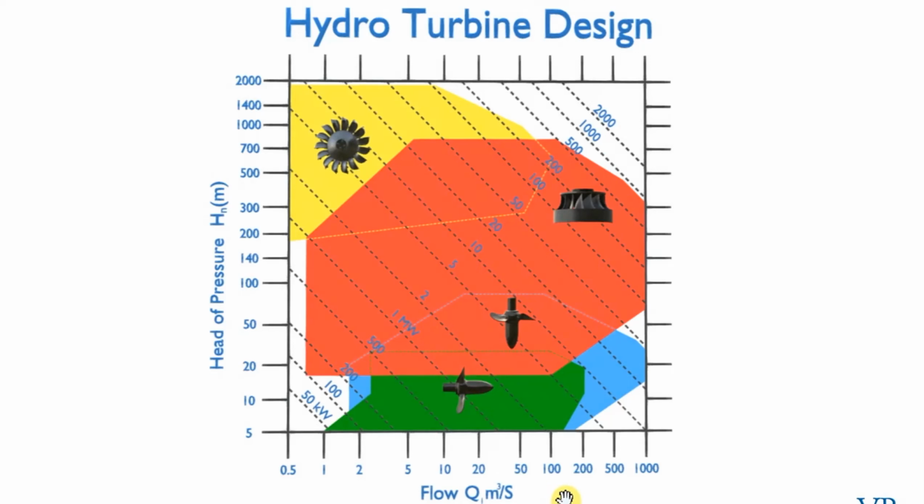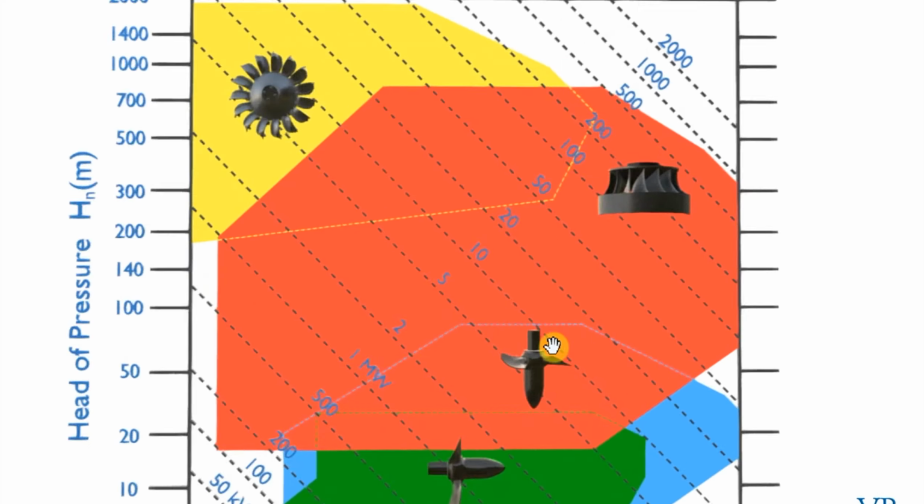Flow. The head is measured in meters. You can think of that as being the difference in elevation from the headwater to the tailwater, and the flow is measured in meters cubed per second. You can also see that we've put a few different types of turbine runners onto this graph. Let's go and have a look at each type.